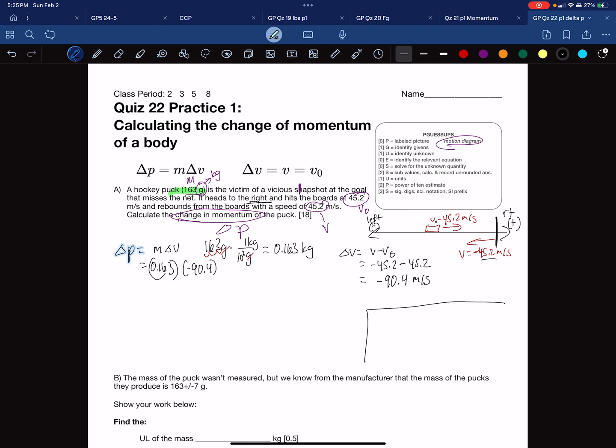So now we want to do our power of 10 estimate. And so we've got this number, 0.163, which would be 0.2. And negative 90 to one digit would be negative 90. And so that's going to be, well, negative 90 times 2 would be negative 180. So this is going to be like negative 18. So we're looking at an answer of about negative 18 kilogram meters per second. We could even have said this was 0.2 and minus 100, which means we'd have an answer of about negative 20 kilogram meters per second. Not squared meters per second.